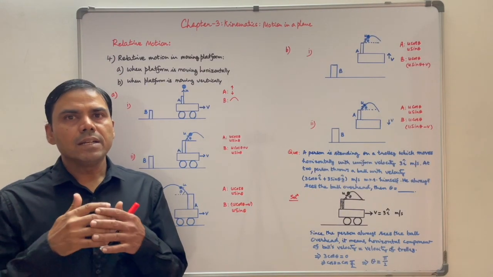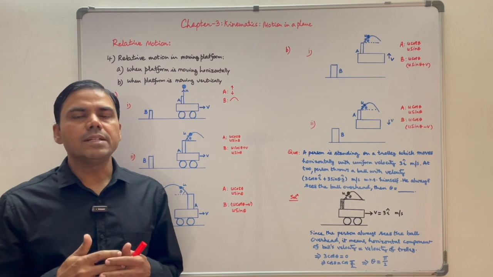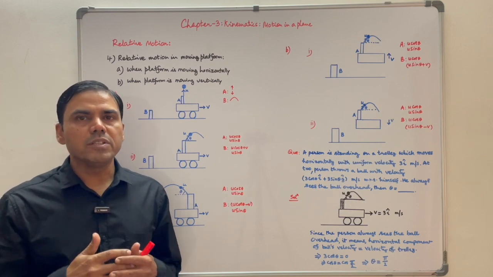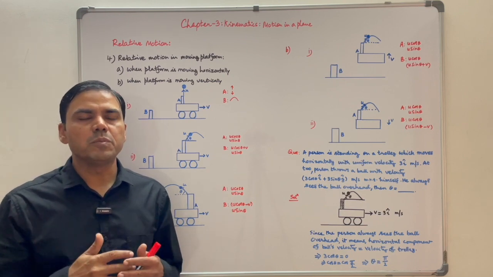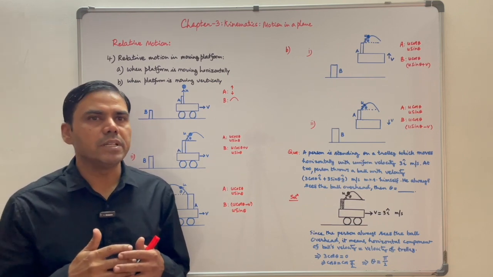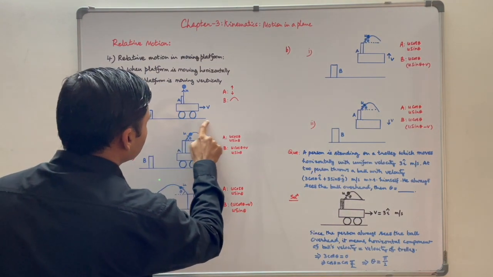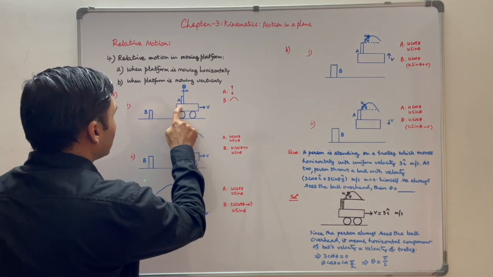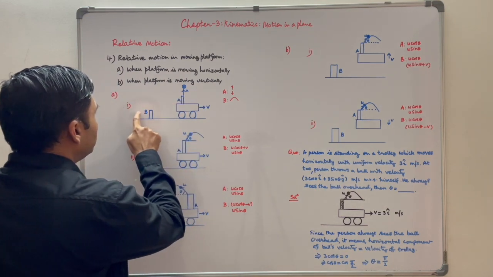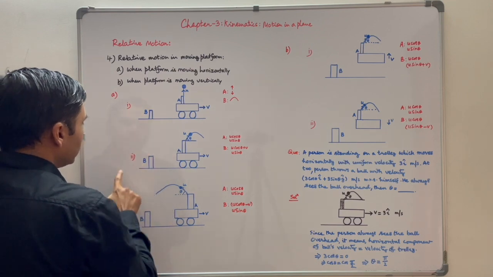Now let us understand relative motion in a moving platform. We will consider two cases in it. First, when the platform is moving horizontally with uniform speed, and second, when the platform is moving vertically with uniform speed. First case: consider a trolley moving horizontally with uniform speed v. A person A is standing on the trolley holding a ball, and observer B is standing on the road.